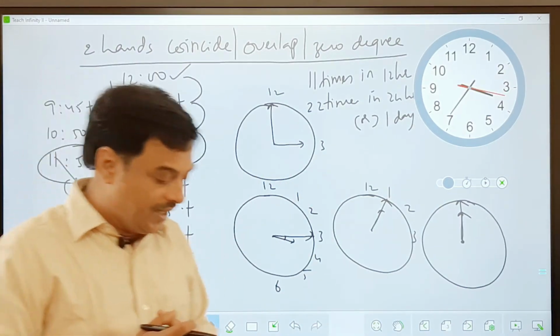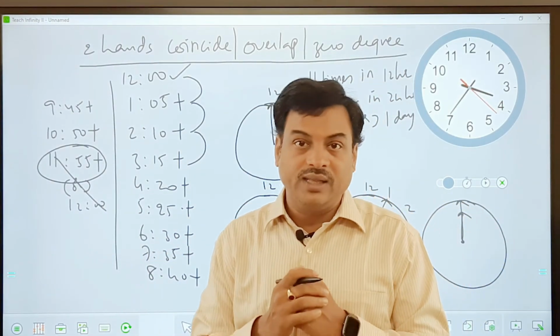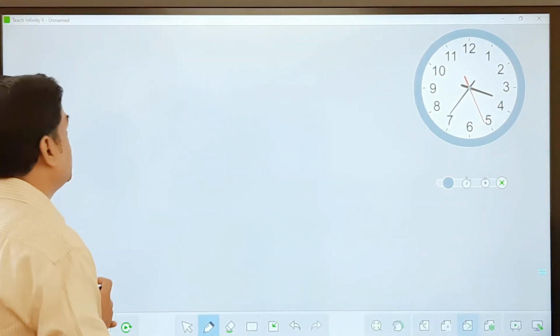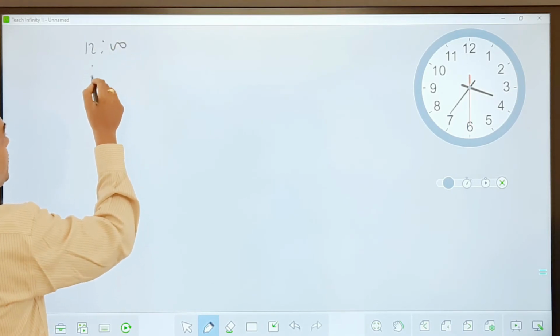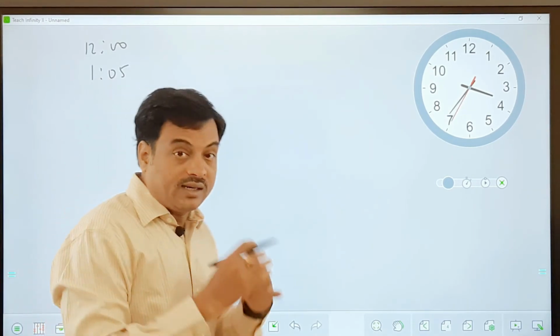Now you all must be getting curious to know what the exact timings are. Let me give you an idea on this. The first one happens at 12. The second one happens at 1:05 plus, I said, right? 1:05 plus. So the calculation goes like this.